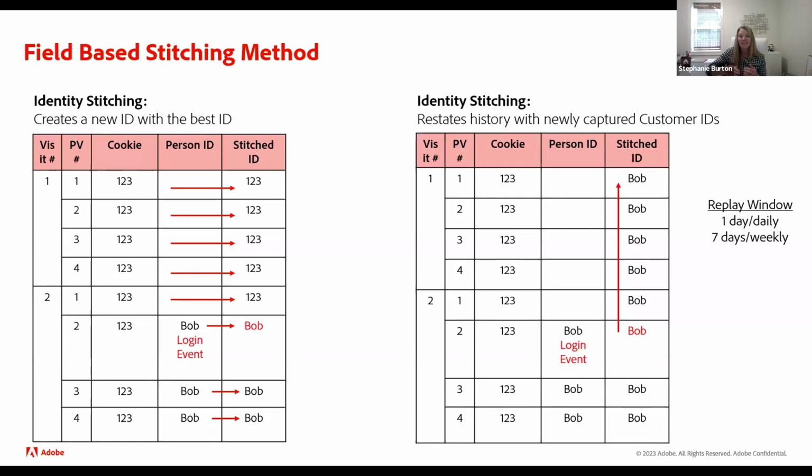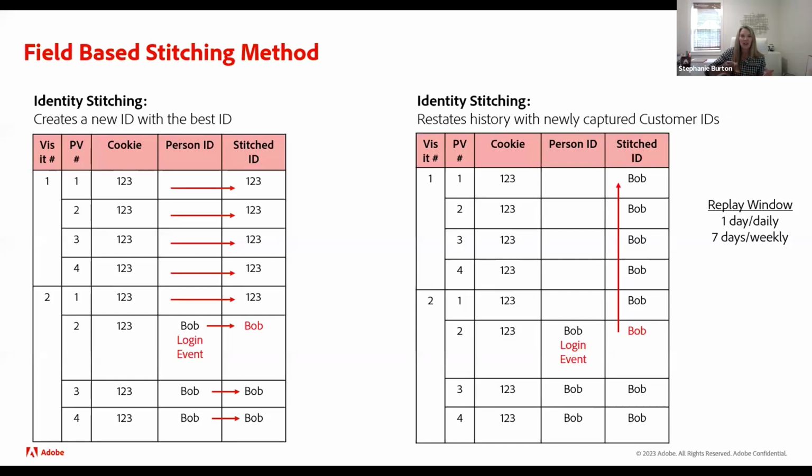Now, what happens is we're going to populate that column with the best ID that we have available at the time. For the most part, that's going to be your most persistent ID. So in this case, it would be your cookie ID, right? But that's only until an authentication occurs. Once somebody authenticates in that channel, then we switch and we recognize them by that person ID.